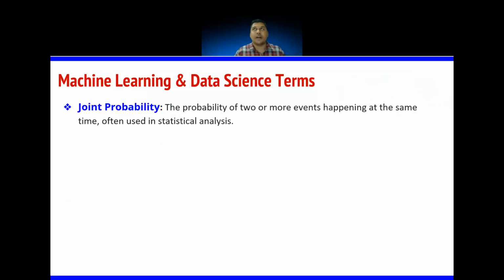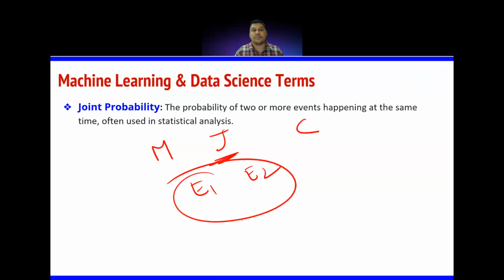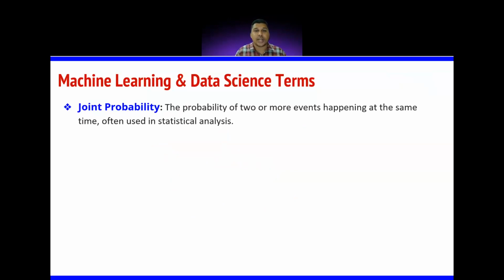Joint probability. We have studied in probability that there are three kinds of probabilities: marginal probability, joint probability, and conditional probability. What is joint probability? Take two random events, E1 and E2, or two experiments happening separately. But if they are happening at the same time, combining the outcomes of both these experiments is called joint probability.